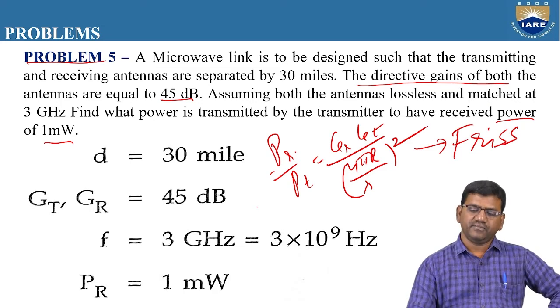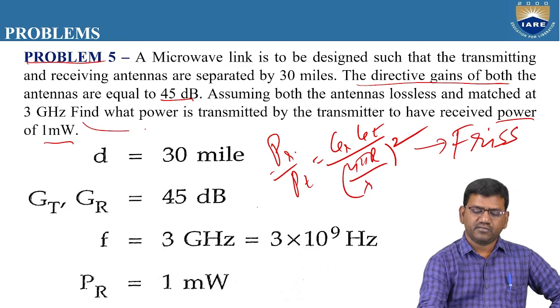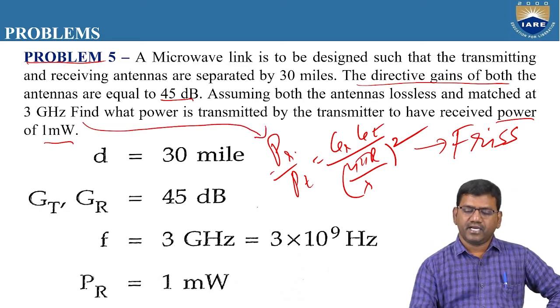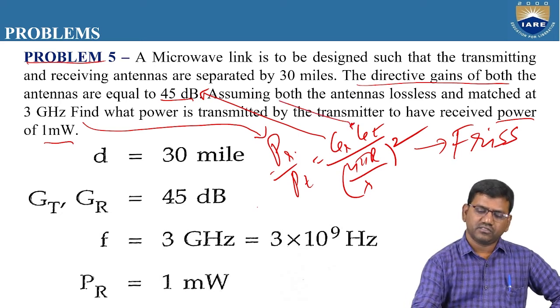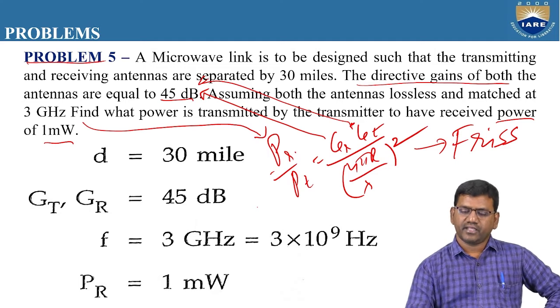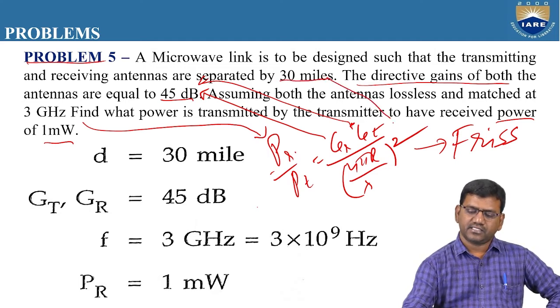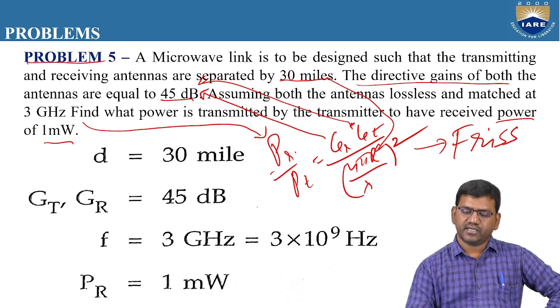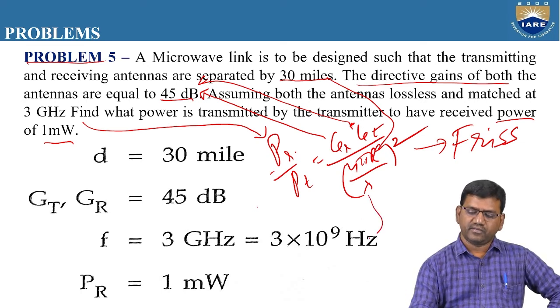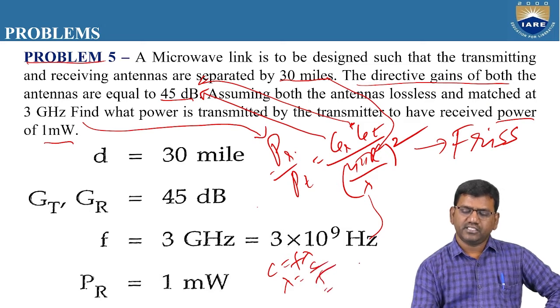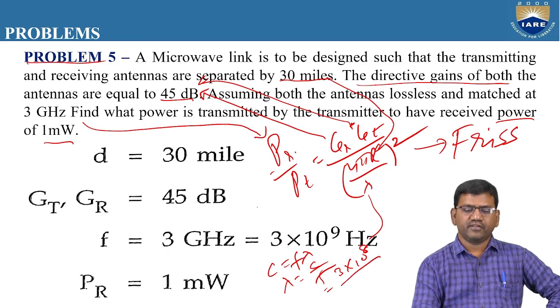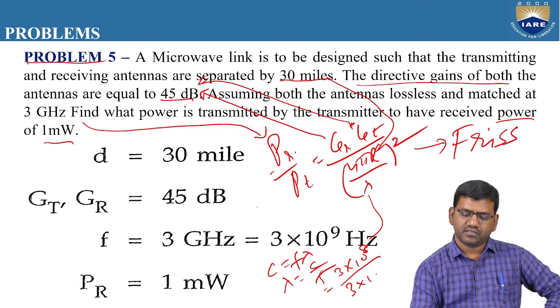According to this expression, the power received is given as 1 milliwatt, GR is given as 45 dB, and GT is also given as 45 dB. The distance R is given as 30 miles. The lambda value we need to find from the equation C is equal to F lambda. We know that lambda is equal to C by F. What is C? The velocity, 3 into 10 power 8, by the frequency, which is given as 3 GHz, that means 3 into 10 power 9.